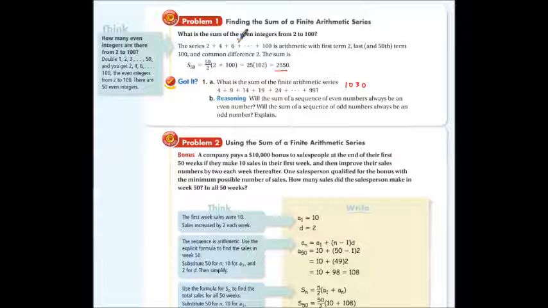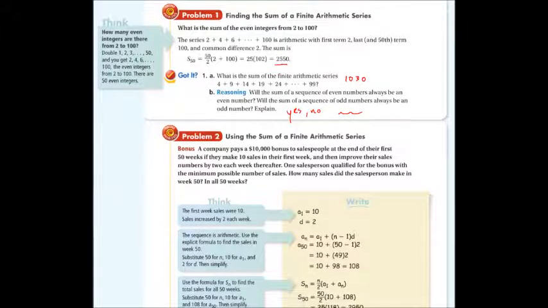And then question B wanted to know, will the sum of a sequence of even numbers always be an even number, and will the sum of a sequence of odd numbers always be an odd number? And the answer to that is yes and then no. When we add even numbers, yes, we're always going to have an even number. The odd numbers is no, because the sum of an even number of odd numbers is even. Think about it. 5 plus 7, those are both odd, but they add to 12. 5 plus 7 plus 9 plus 11, that's 12 plus 20, that's 32. So if it's an even number of odd numbers, then it's going to be even. So that's a yes and then a no. And we talked about why. If you have questions on that, make sure you bring it up in class.